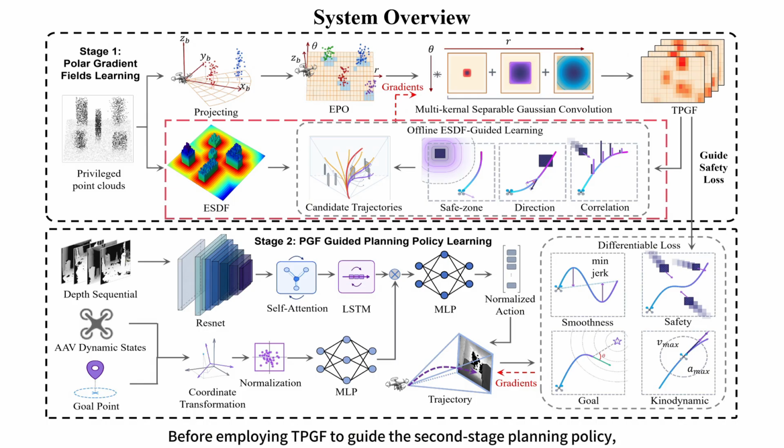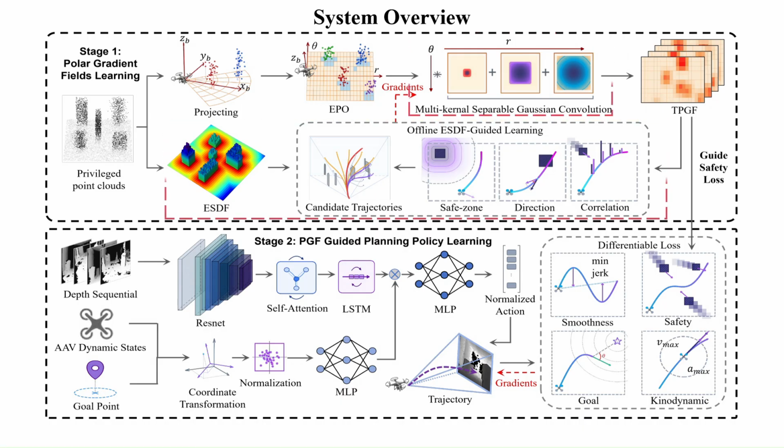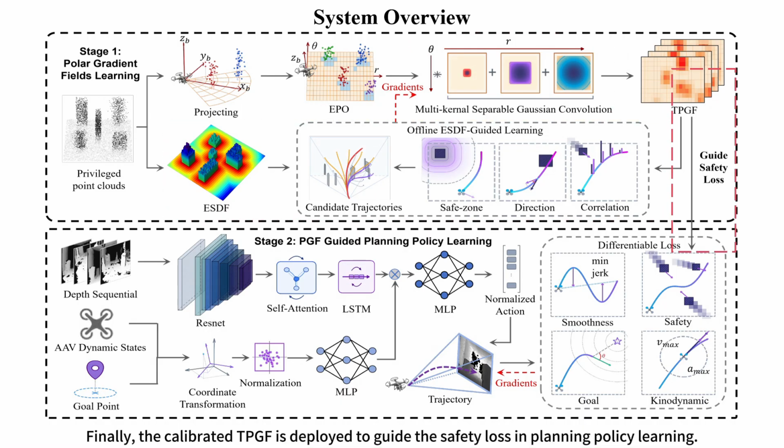Before employing TPGF to guide the second stage planning policy, we introduce an offline ESDF-guided learning phase. Using carefully designed loss functions, we train the optimal multikernel Gaussian convolution weights via gradient descent. Finally, the calibrated TPGF is deployed to guide the safety loss in planning policy learning.